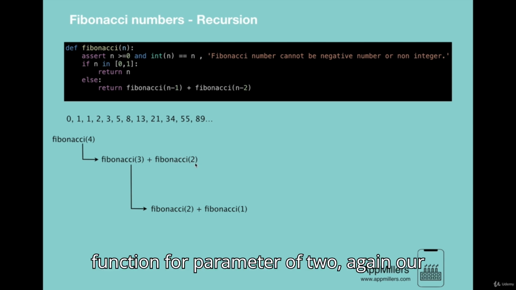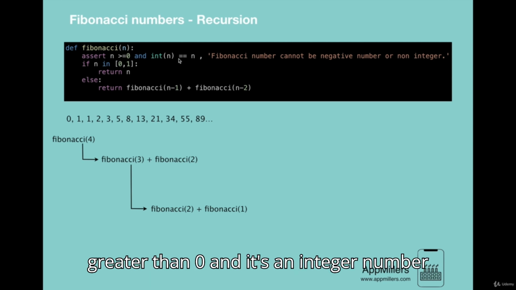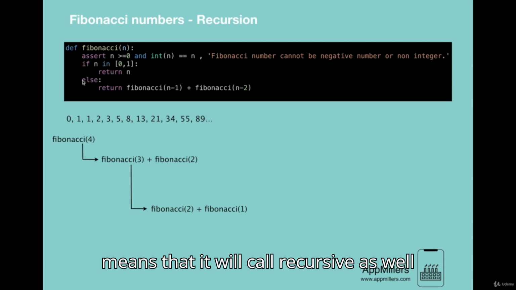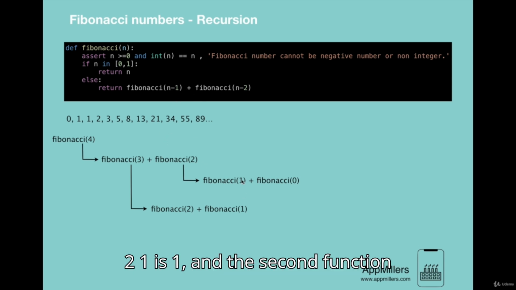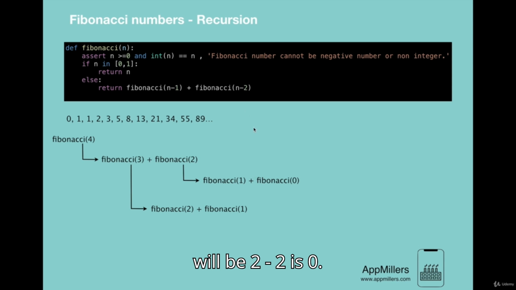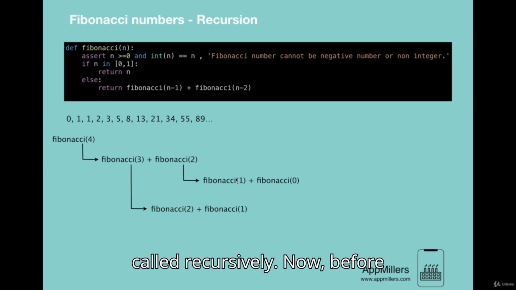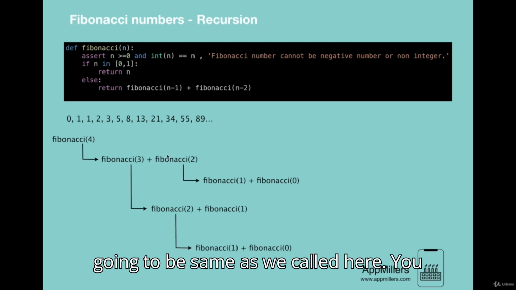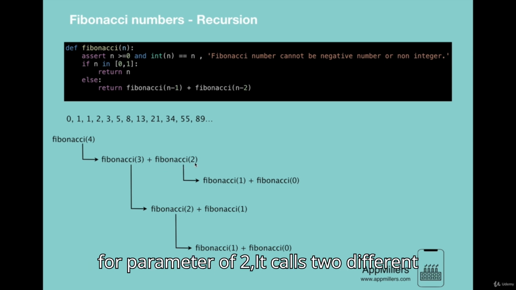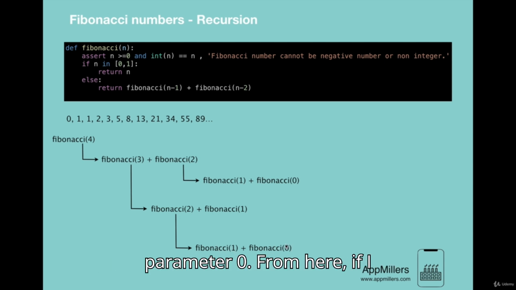When we call the function for parameter 2, again our controller will go here. We see that it's greater than 0 and an integer number, and it is not going to this case, which means that it will call recursively as well. In this case, the first function will be 2 minus 1, which is 1, and the second will be 2 minus 2, which is 0. So one more time, our function will be called recursively. Now, before continuing here, let's see what's happening over here. It's going to be the same as what we called here. When you call the Fibonacci function for parameter 2, it calls two different functions, one with parameter 1 and the other with parameter 0.